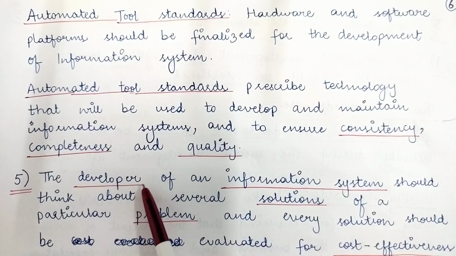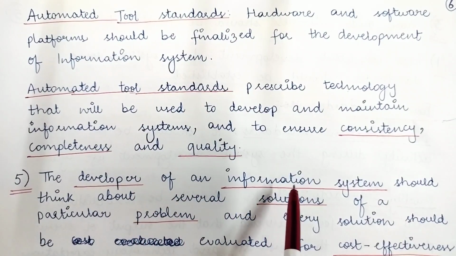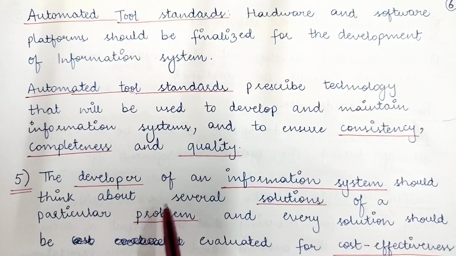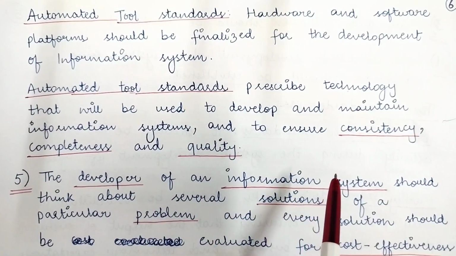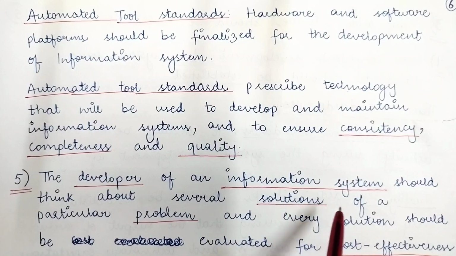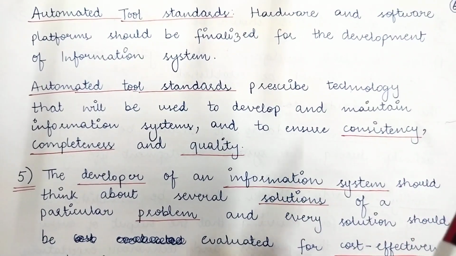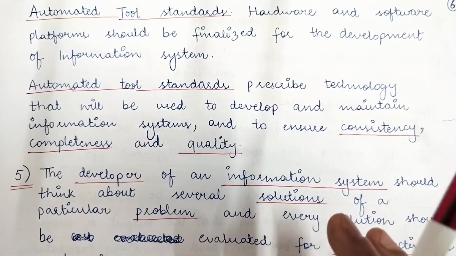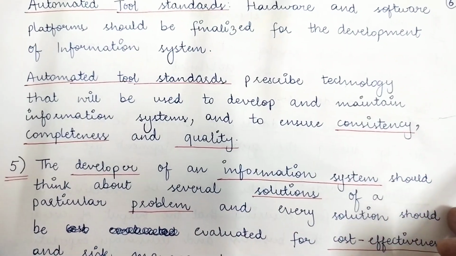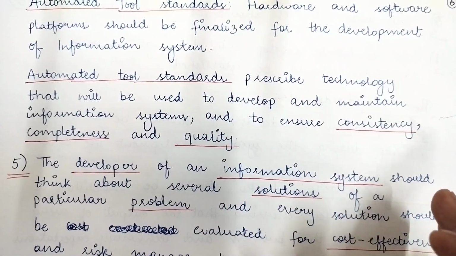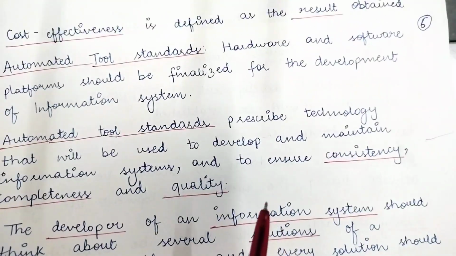And it is obviously the developer who is developing the information system. So the developers should think about several solutions. The developer should not focus on just one solution, but think about several solutions of a particular problem. And then every solution should be evaluated. You evaluate each and every solution for the cost effectiveness and risk management, right? Cost effectiveness means finding out how effective in terms of cost that system is, and risk management means how much risk would be managed in using the solution. That means lesser the risk, more effective that solution is.